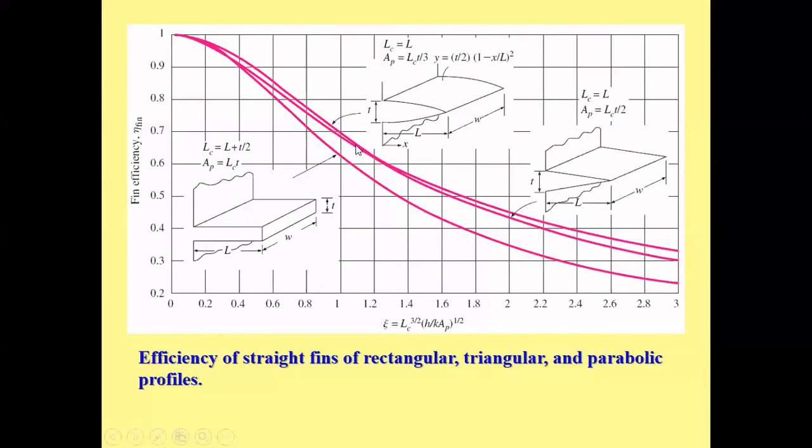Okay, so remember the middle here is for the triangular, and then the outer here is for parabolic. So you can just find the value by following this curve. There are other resources for you to find the efficiency of the fin, or you can actually just calculate them, okay?